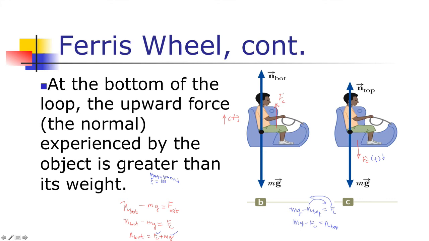In this particular case, if you use the same scenario, it's going to be 400 minus 10, which is 390. That 390 newtons of force he's experiencing because of the normal force is less than the 400, his weight. So when he was at the bottom, he was experiencing 410 newtons of force. When he was at the top, he was experiencing 390 newtons of force. So as a result, he feels heavier than himself at the bottom, because of action and reaction: the chair is pushing you harder, which means you feel heavier than yourself.